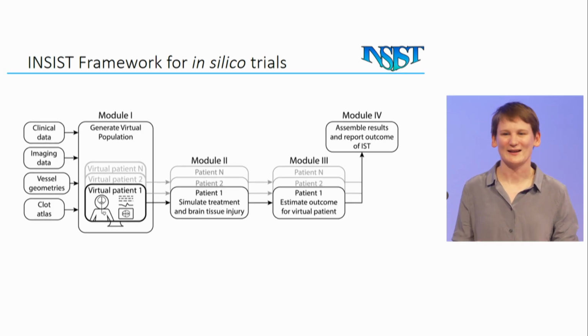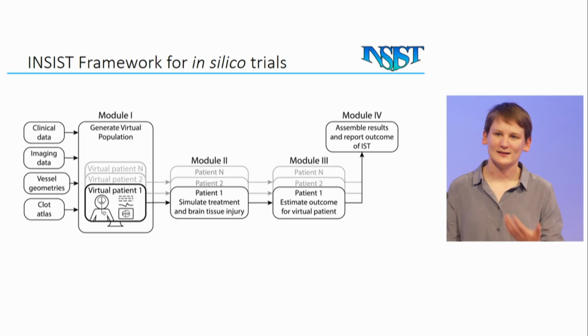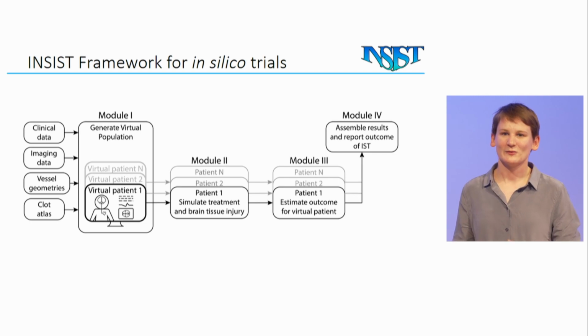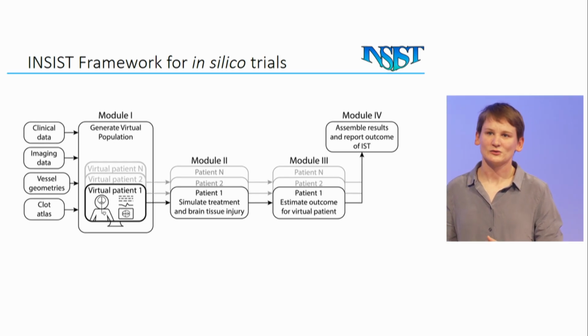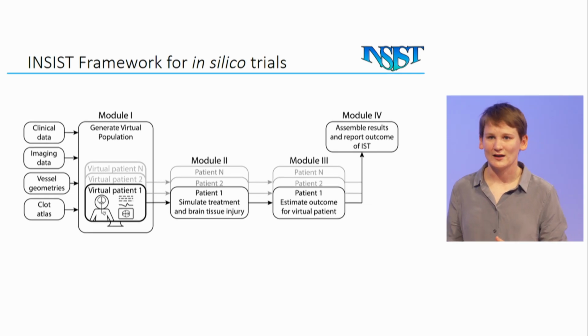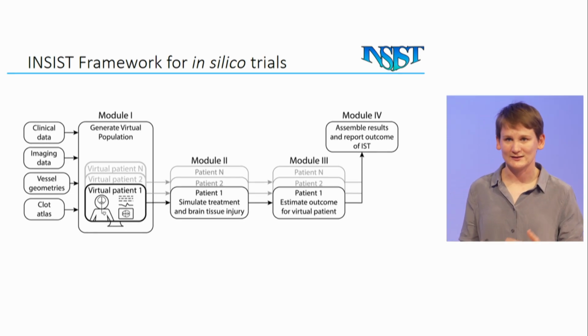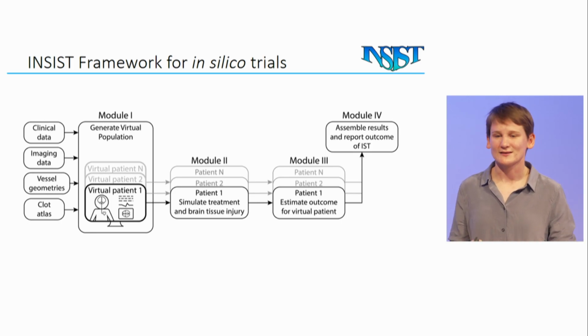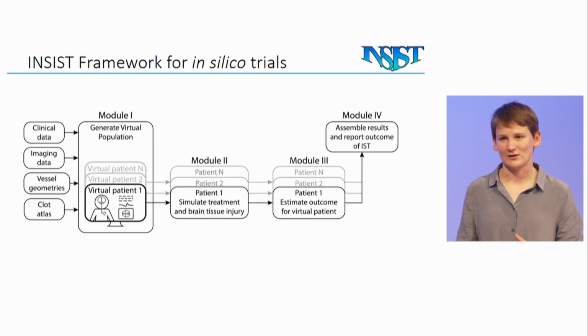Once we have the treatment outcome and the brain tissue injury, we can then estimate the level of disability that we would expect for that patient. Once we've done this for a couple of hundred patients, we can then look at the distribution of their outcomes, and we compare whether there's different treatments that result in better distributions or worse distributions, or if there are particular subpopulations that have responded better to the treatment or not.